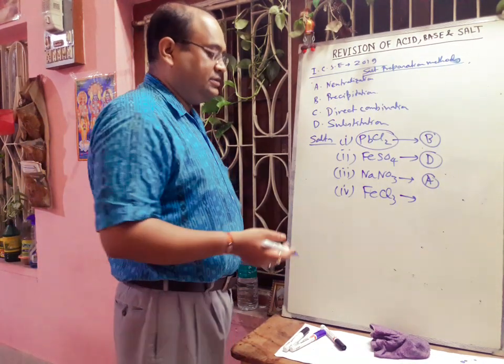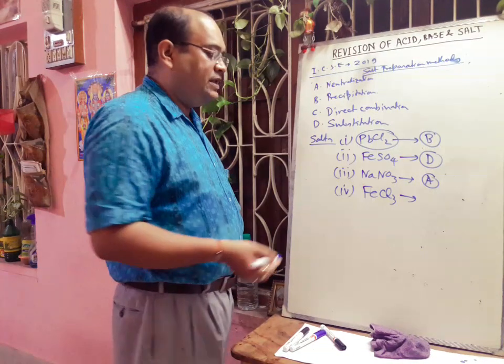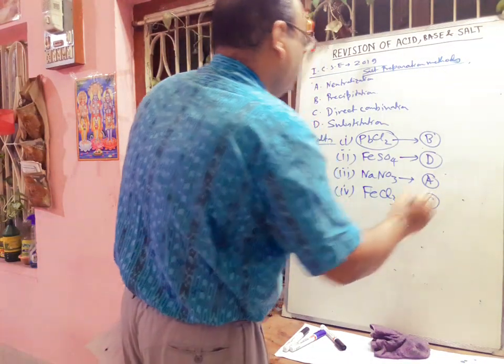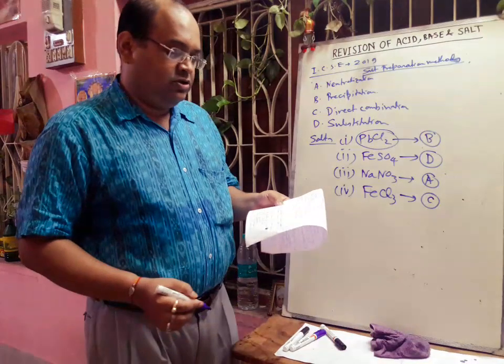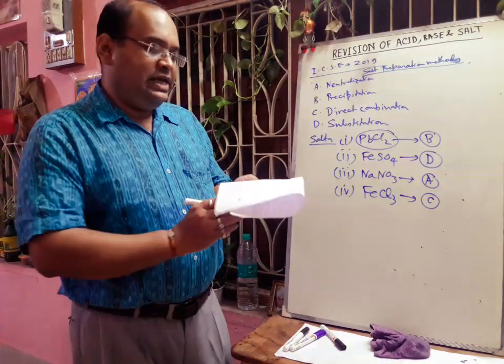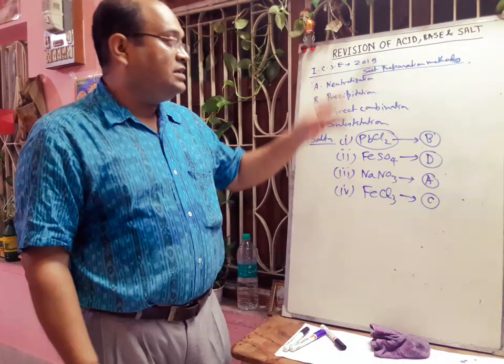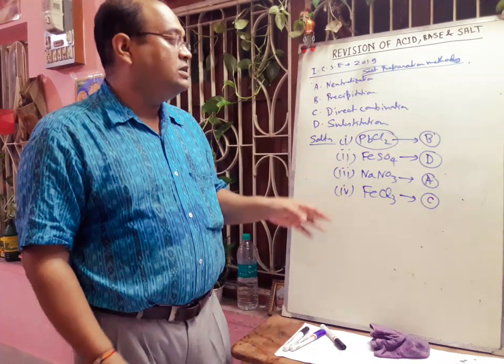Next, ferric chloride we generally prepare by the direct combination method, iron and chlorine gas, and we have to apply heat, then it can produce ferric chloride, we have already discussed. So this will be the direct combination method. In this way we can easily choose the correct option for preparation of different types of salts and their methods.